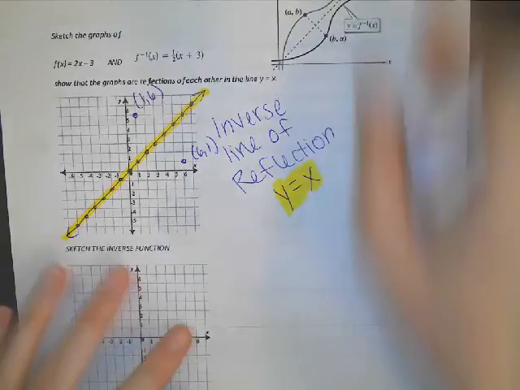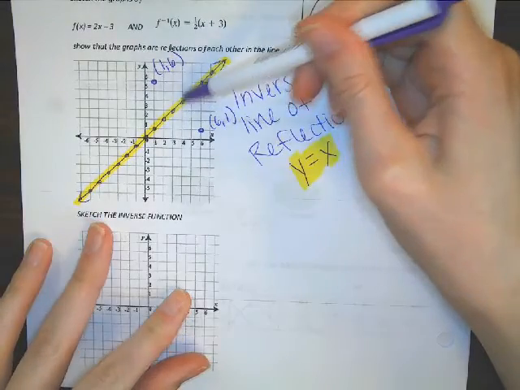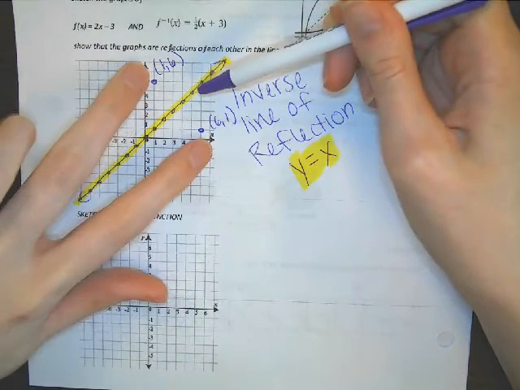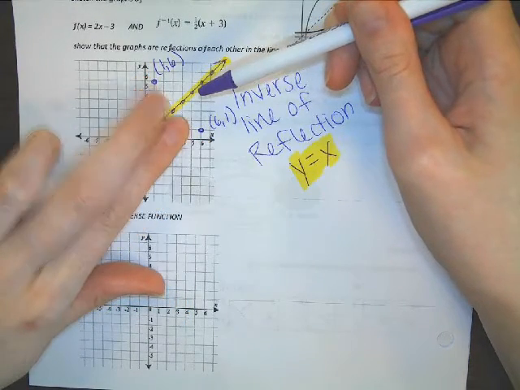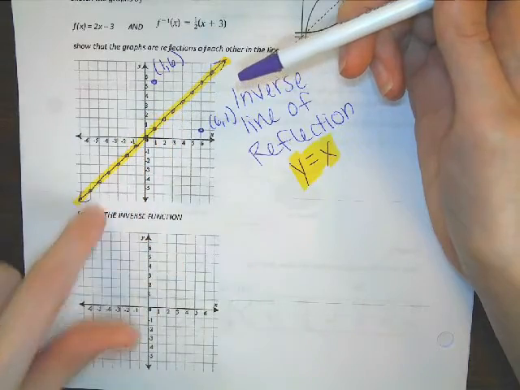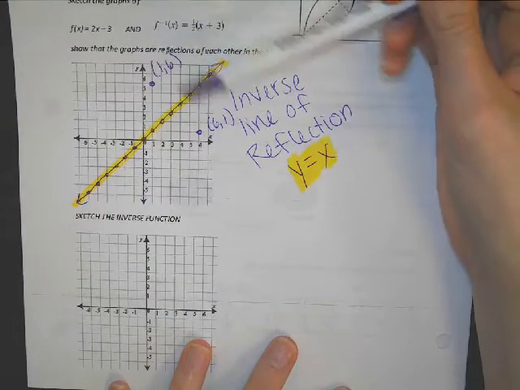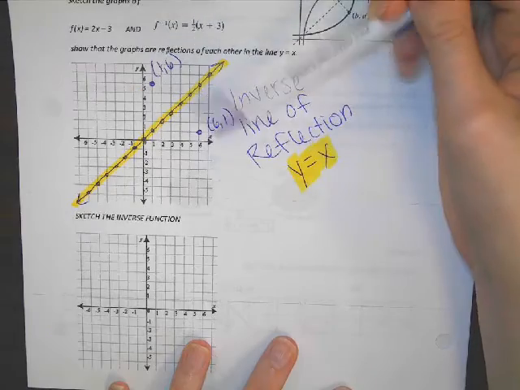Okay, so this was the inverse line of reflection we said was because these points are all equal distance from each other. Whenever you graph the reflection, they're equal distance from this line. And every single point on here shares the same x and y value. That's why it's called y equals x. So when you interchange your y with your x, it reflects over this line.